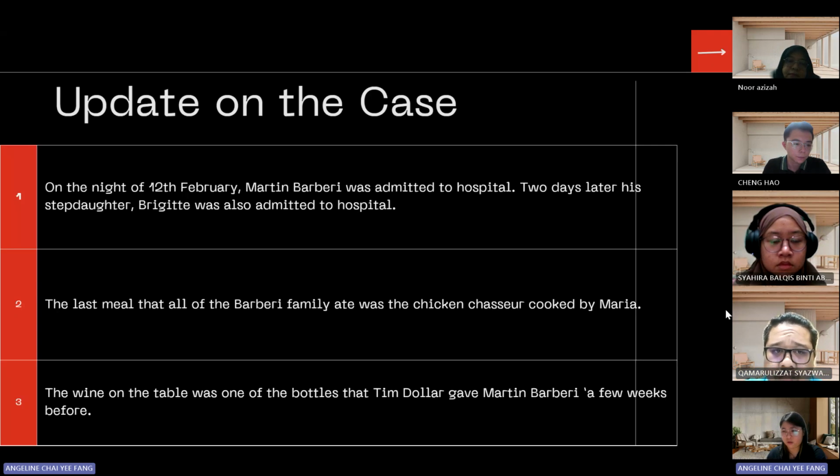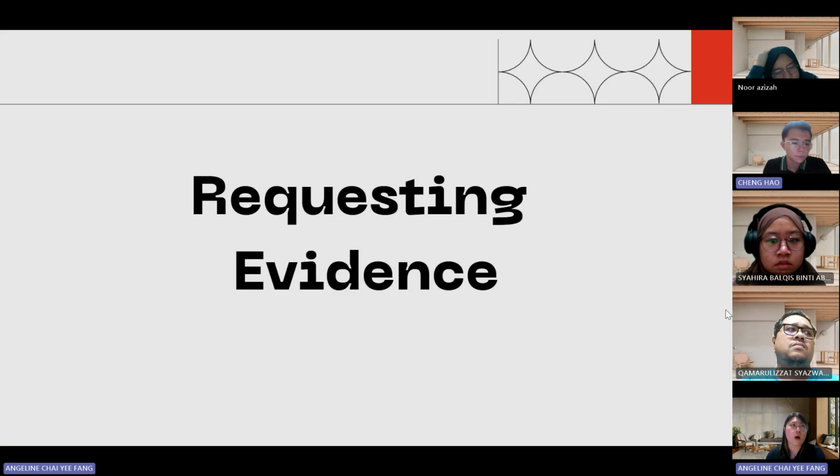And we observed there's one wine on the table as well, which was given by Tim Dollar a couple of weeks ago. So from here, we actually collected some more evidence from the crime scene, and again, we will require the assistance of the chemist team to help with the investigation.